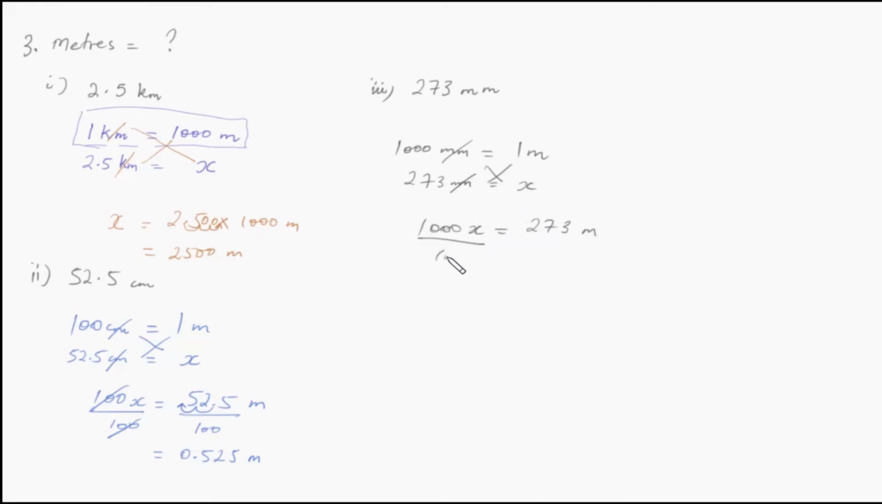So we divide by 1000 to balance, so that we have x. The point is going to move 1, 2, 3 steps. It will be here. So we are going to have 0.273 meters. Yeah, this is as easy as this. So the conversions will always appear, especially in paper 1. Now you need to be very careful. Even in paper 2 you will meet conversions. Okay?